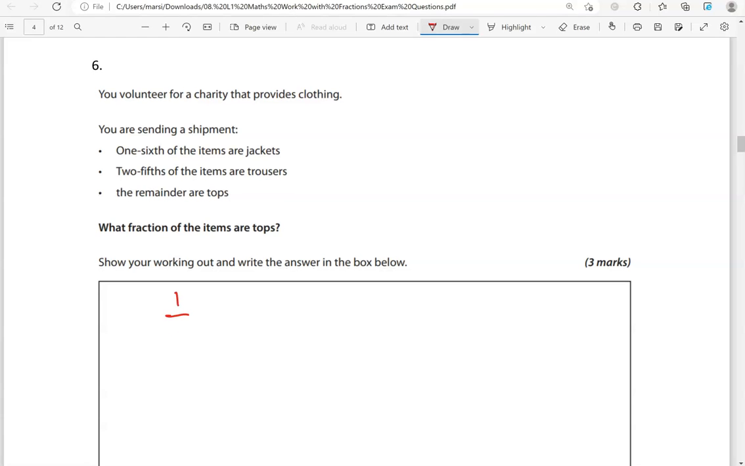So 1/6 are jackets, 2/5 are trousers. If we add these two together, we'll know what fraction of all the clothing are jackets and trousers. So then we can take that fraction away from 1 and work out the remainder. So let's find a common denominator for these two. 6 and 5, we can do 30 because 6 times 5 is equal to 30.